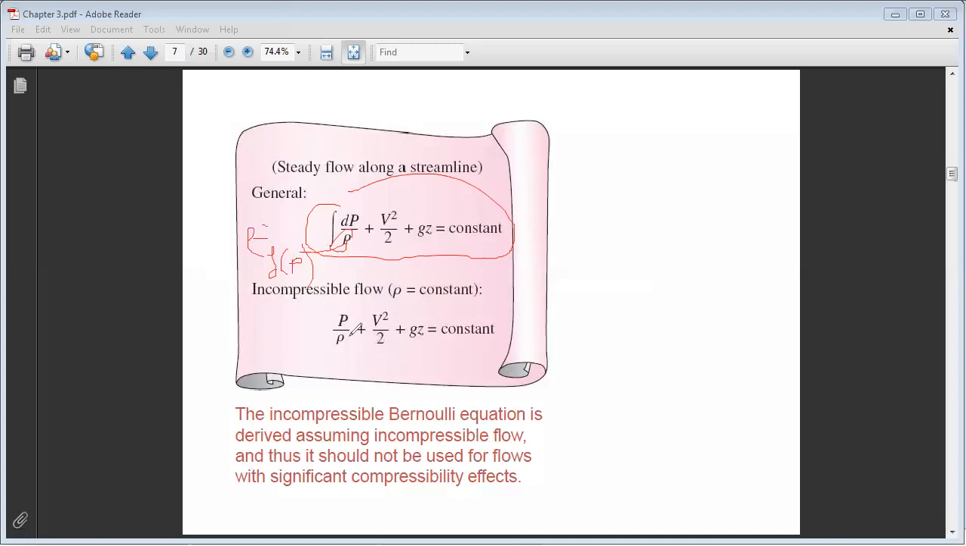Someone was asking me what this term is related to, which energy form. This is called flow energy because it's related to the energy of the flow. So as the pressure is varying, the flow energy is varying. And this is related to kinetic energy, and this is related to potential energy.